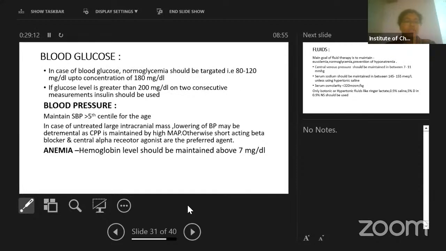Blood glucose levels: normoglycemia should be targeted between 80 to 120, but it can be maintained up to a concentration of 180 milligram per dl.